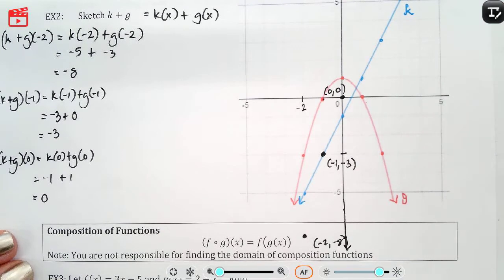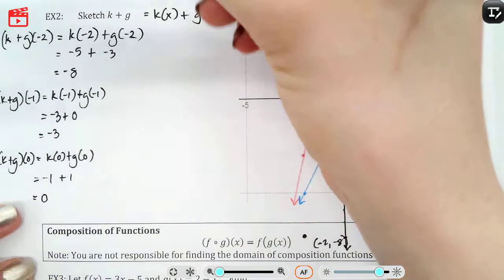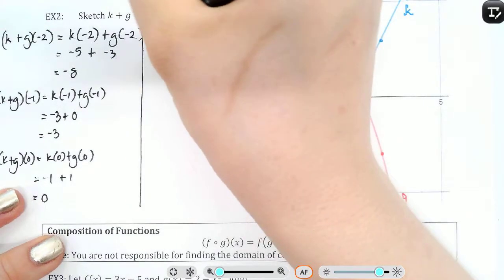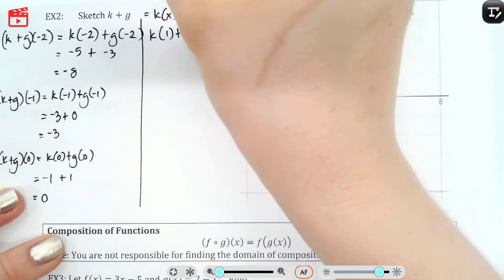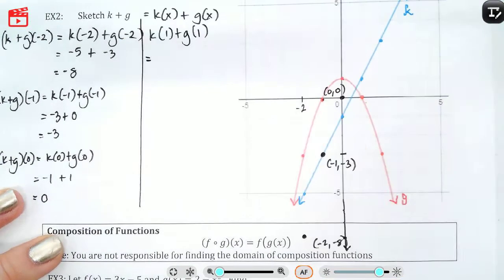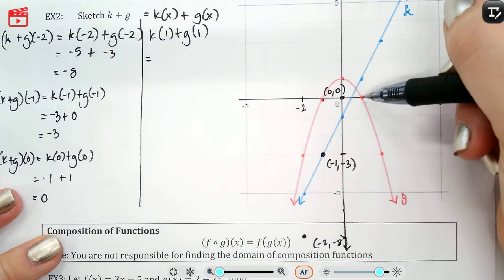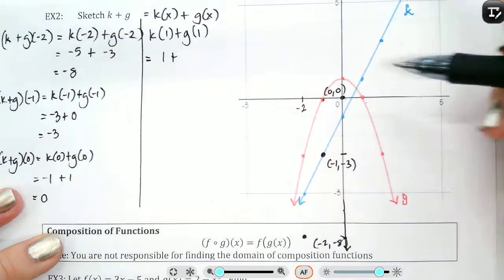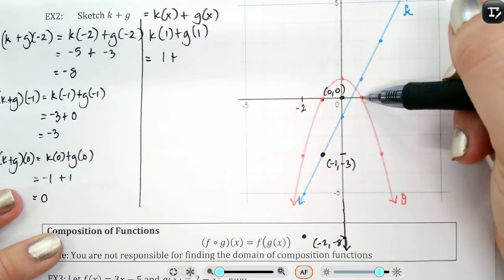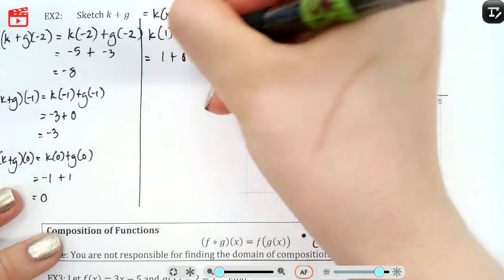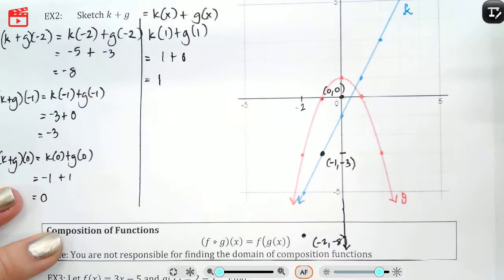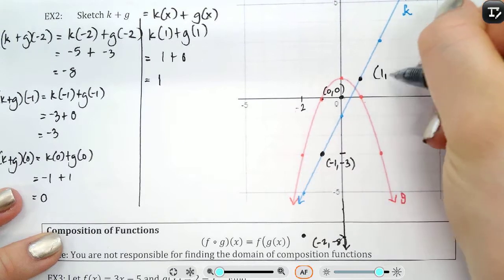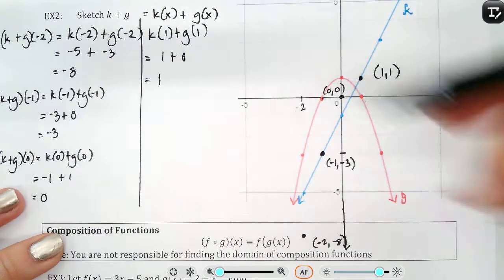All right, next, +1. So k of 1 plus g of 1, that's going to equal, so k of 1, k is the blue, it's going to be 1. Plus g of 1 is the red, that's going to be 0. So the answer is 1. So we get 1, 1. Ooh, not 1. Yeah, it is 1.